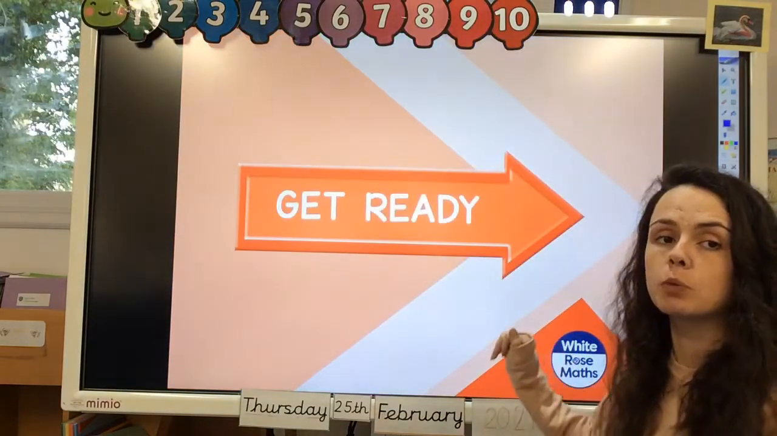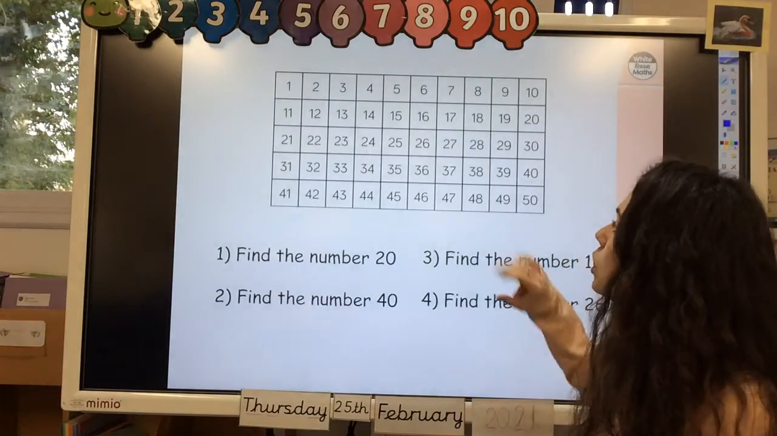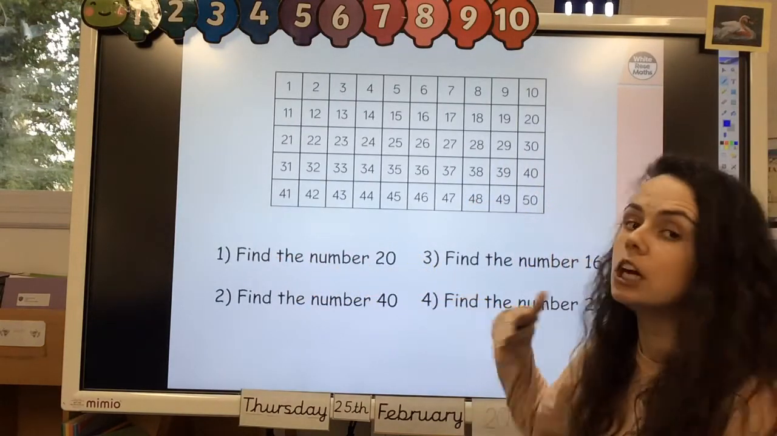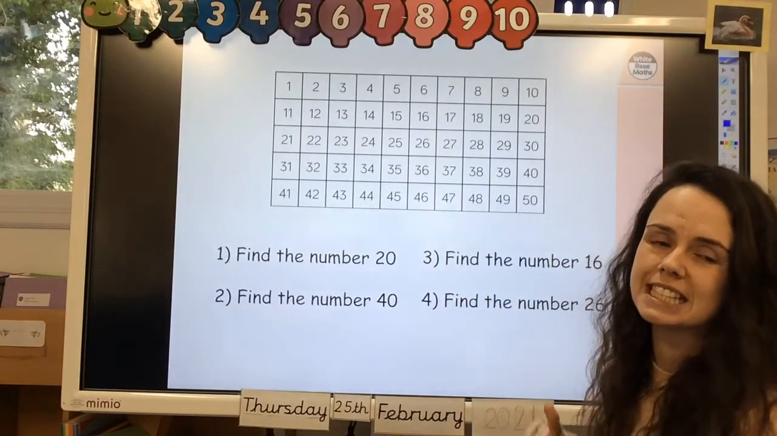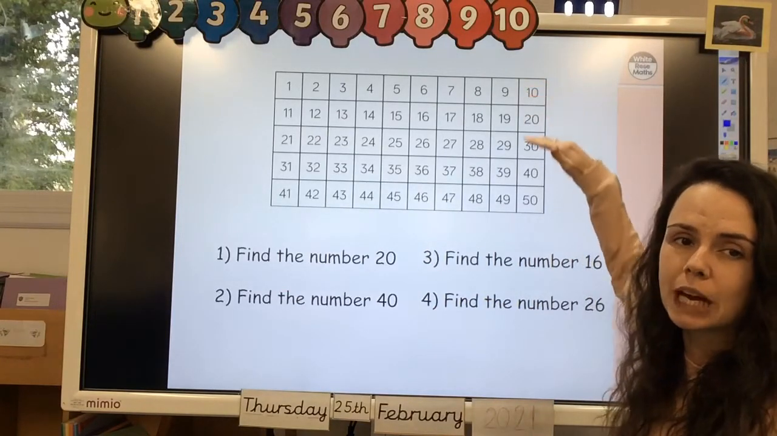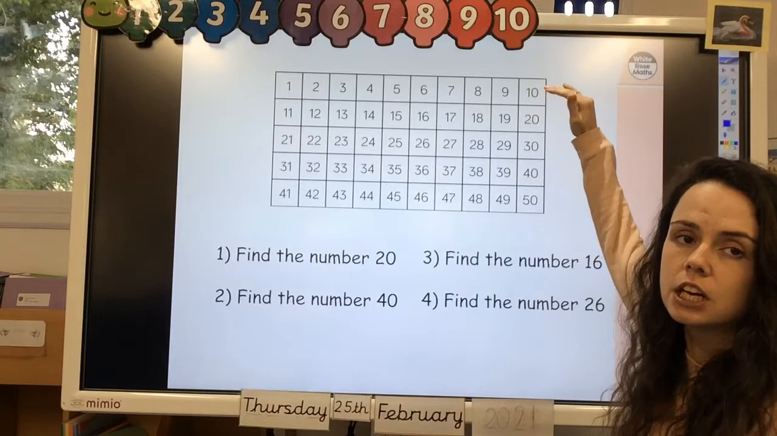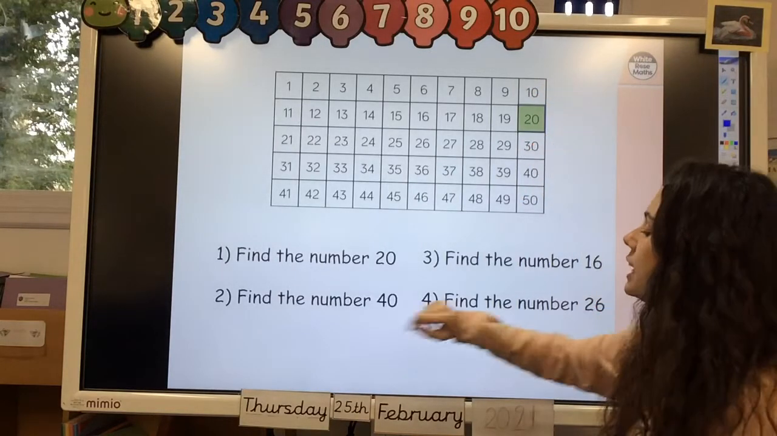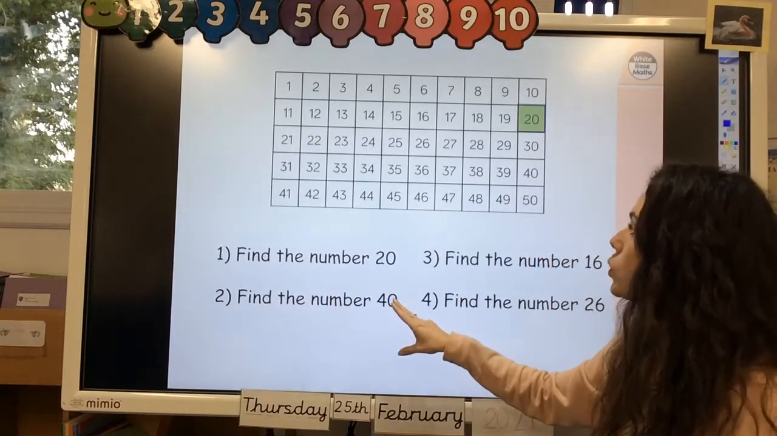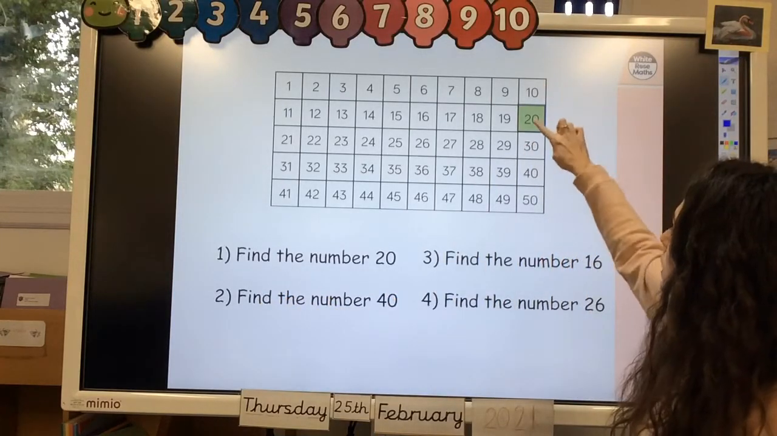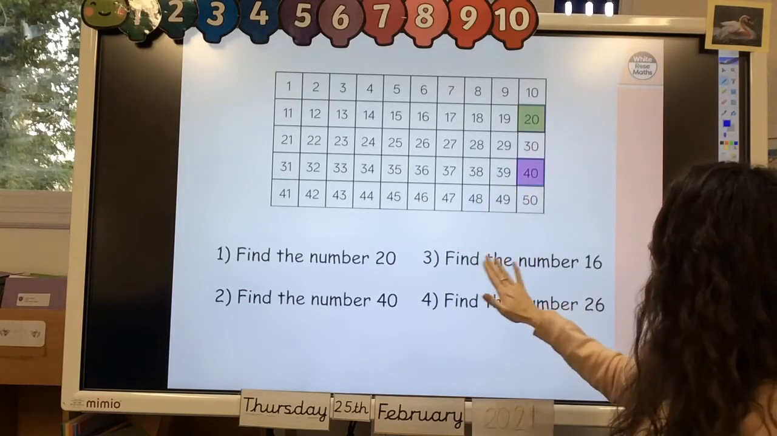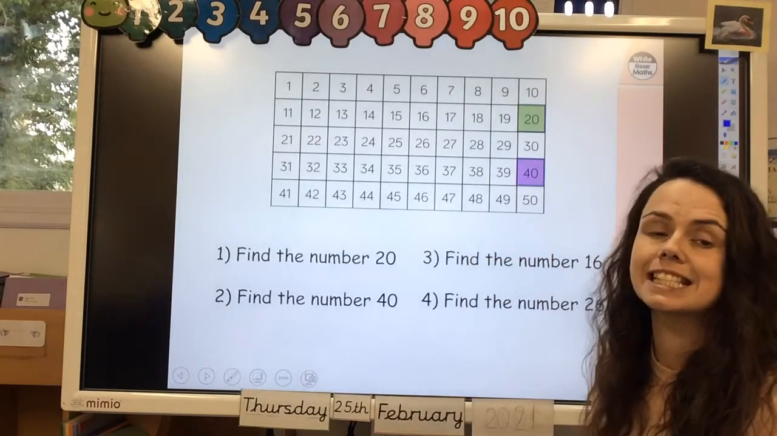So let's start by warming up our brains. We've got a number square here that says find the number 20. We must be able to find 20 easy because we know 10 is here, and then if we count down we're counting in our tens. So 10, 20, so 20 is here. Now find the number 40. 10, 20, 30, 40.